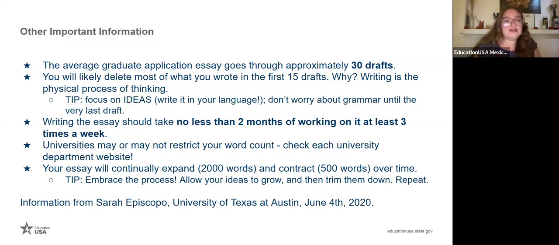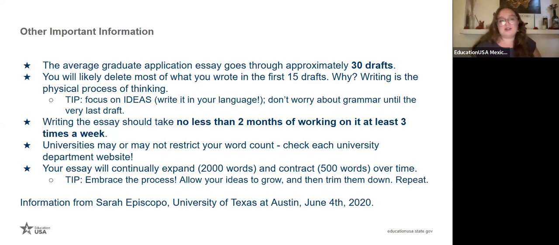Focus on your ideas, write it in your language or write in Spanglish. You can do this if you need to. Honestly, when I'm writing, I choose to write either in English or in Spanish because otherwise my brain just gets all mixed up, but everybody thinks differently. Don't worry about grammar until the very end, in the last few drafts. You want to just get all of your ideas out there and have a clear outline of what you're going to write, and think about the grammar second, once you get to the end, not in the early drafts.